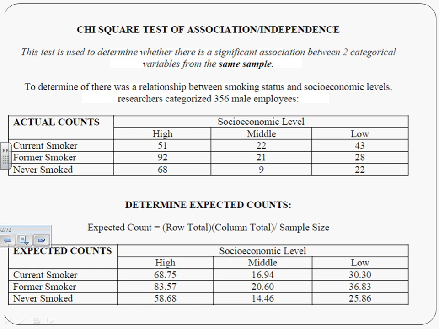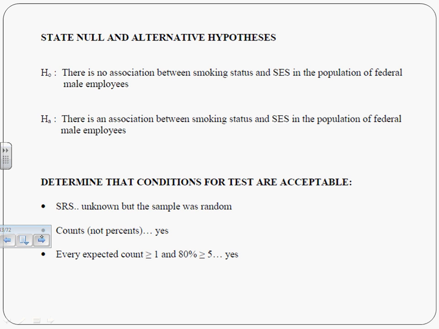All right, so chi-square test of association or independence here. I want to determine if there was a relationship between smoking status and socioeconomic levels, and researchers categorized 356 male employees here. Here's the socioeconomic level of high, middle, and low, and if they're a current smoker, former smoker, or never smoked. So again, this is a 3 by 3. You could have lots of options. You could have a 15 by 4. Go find the expected counts, and we're good to go here. All of these are at least 5, so we don't even have to check the other part.